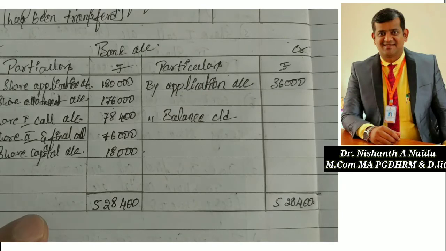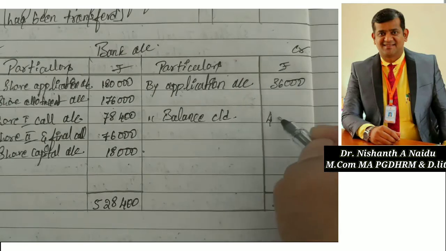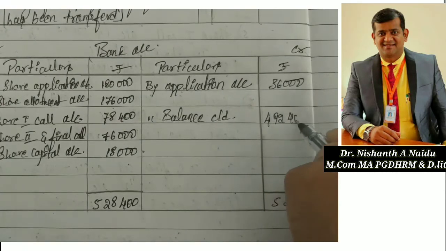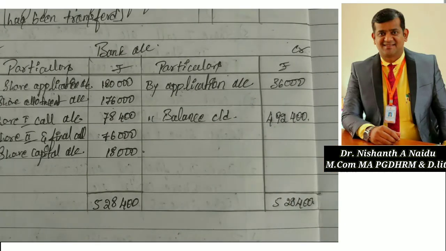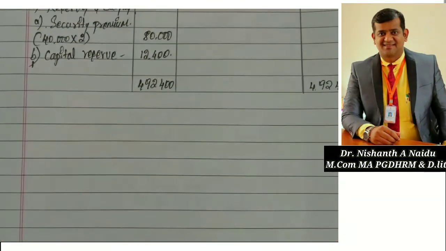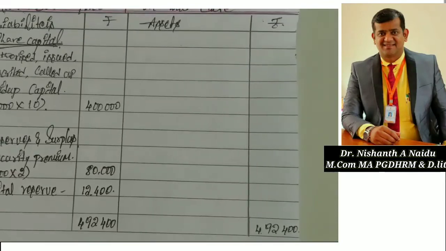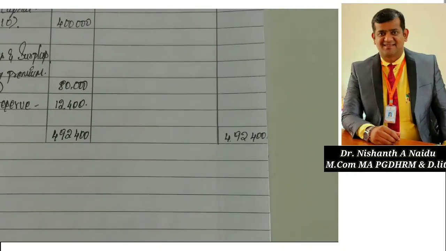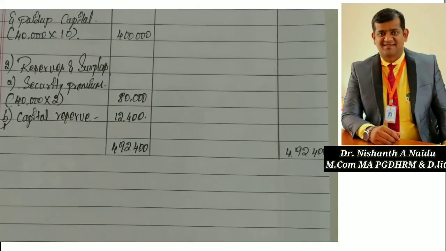Okay, so now let us find the carried down figure, that is nothing but cash at bank in the balance sheet. So the carried down of the bank account: 5,28,400 minus 36,000, that is 4,92,400 rupees is in the bank. How much? 4,92,400. So now look at the balance sheet part. So how much did we get as the total? 4,92,400.